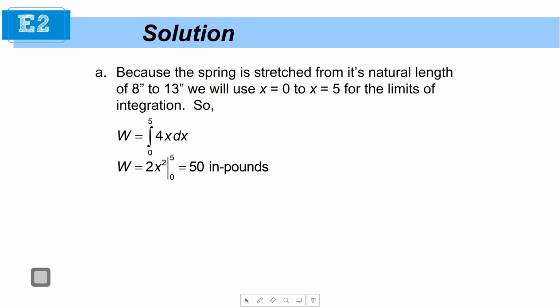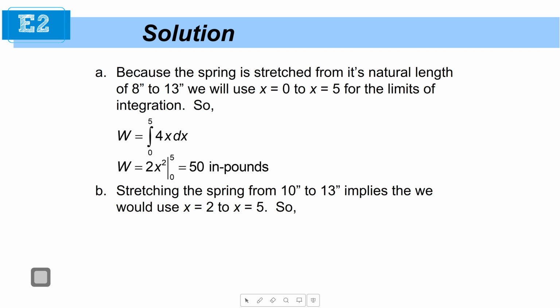So 50 inch-pounds, notice the units here. And then part B, we're going from 2 to 5. That's the only thing that changes. And so you get 42 inch-pounds. Springs are fairly easy to work with. It will get a little bit more complicated, especially when we get to the lightsaber example.